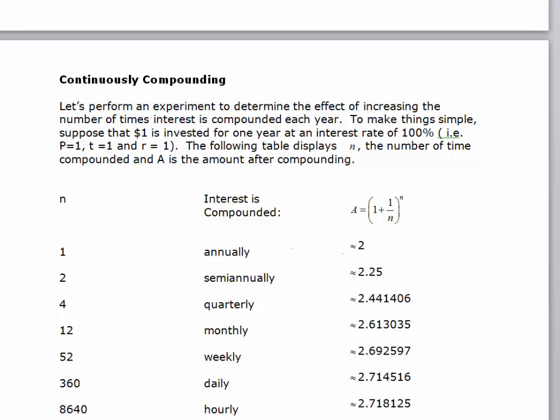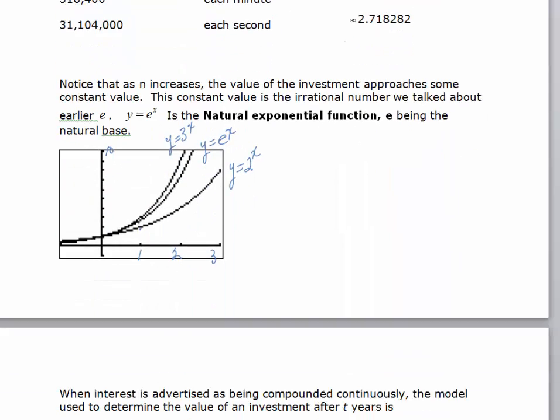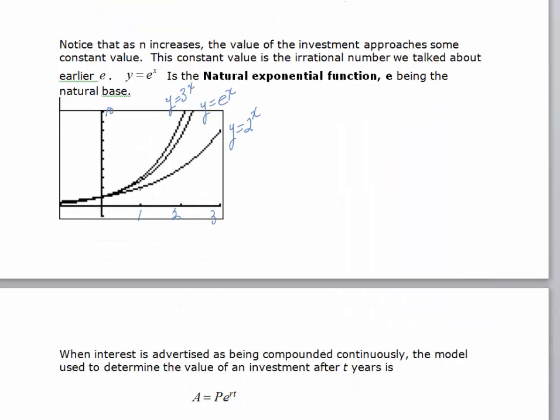Let's continue our discussion of the number e and scroll down to the bottom of this page. Before we actually use e in a compounded interest problem, I just want to back up a little bit and talk about the fact that e is the natural exponential function. So far we've graphed exponential functions with integer bases and also with fractional bases. And here, e is considered an irrational number, and y equals e to the x is considered the natural exponential function.